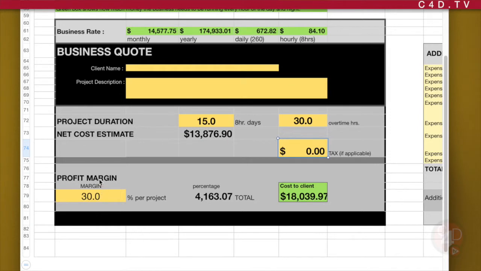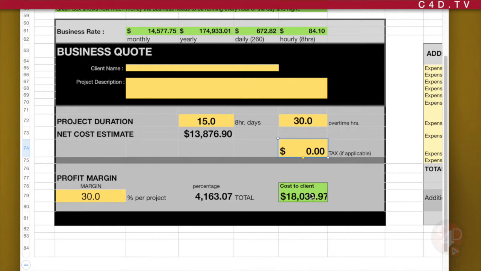The profit margin for every single project, I recommend that it be at least 30%. Now you can go lower if you want to compete with other businesses like yourselves. You can go to 20, 25, but regularly a good, fair profit margin would be 30% per project. So just by putting 30% in here, the percentage that you are adding to that cost estimate is 4,163 and 7 cents. Now, this is the cost to client.